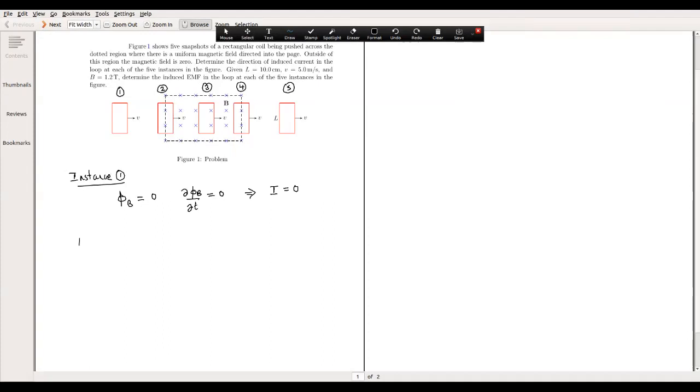Instance 2. The flux is changing because the area is now changing. The flux is getting contribution from that shaded region because the magnetic field is there only within that boundary. So first let's argue the direction of current. Flux is increasing.